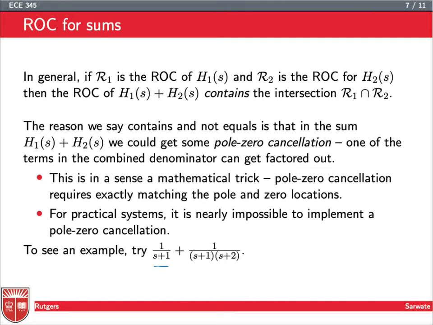You want to try to see an example of this. Here's an example of a Laplace transform where you'll get some cancellation, but in a practical sense this pole zero cancellation never happens.